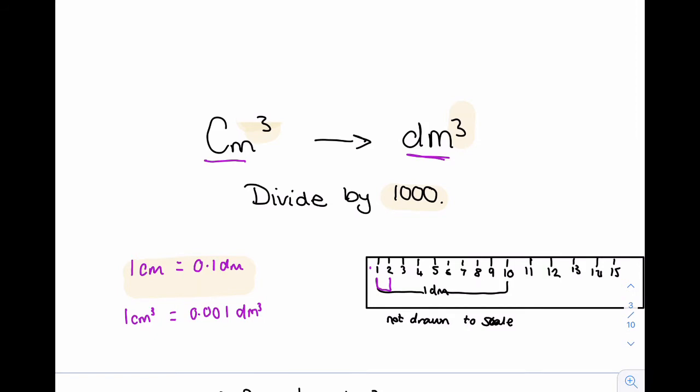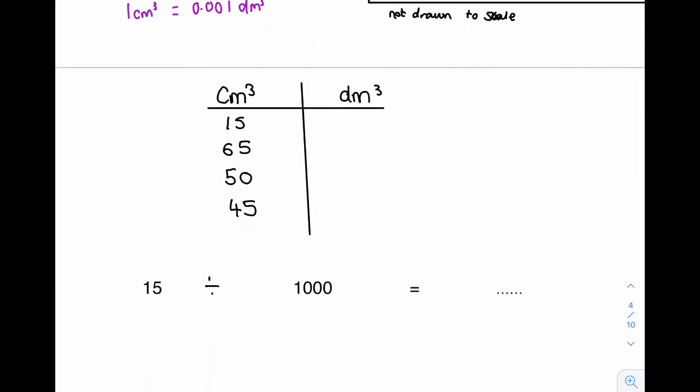And you don't need to understand why we're dividing it by 1,000. It's just nice to understand what a decimetre actually is in comparison to those centimetres on your ruler, because we don't often use them. So with that in mind, I'd like you to have a go at these. The first one, 15 divided by 1,000. Well, that's going to give you an answer of 0.015 decimetre cubed. So I would write that up here.